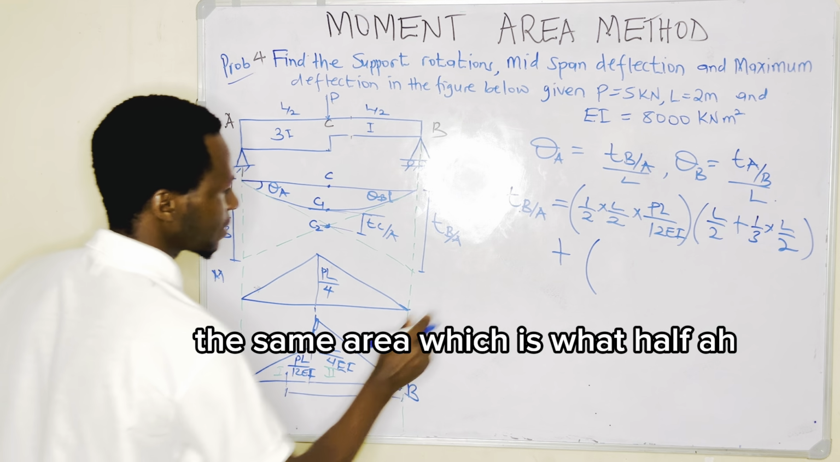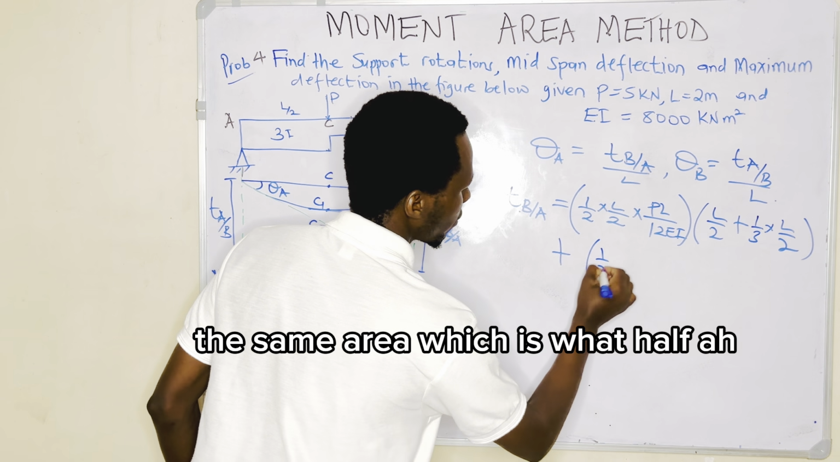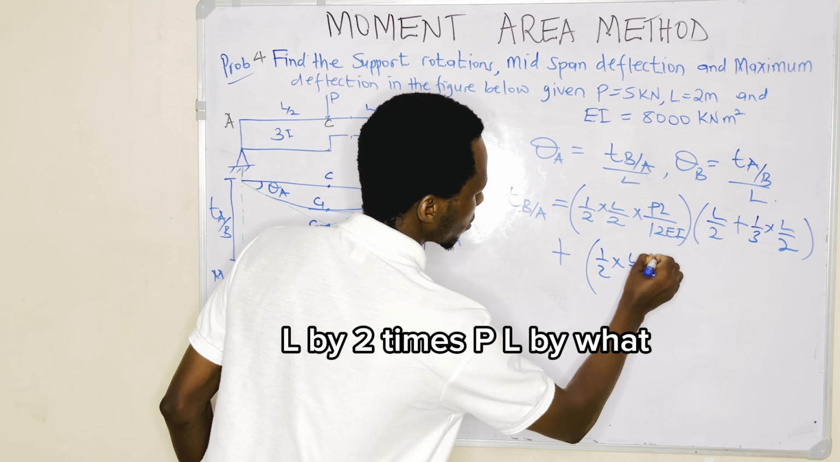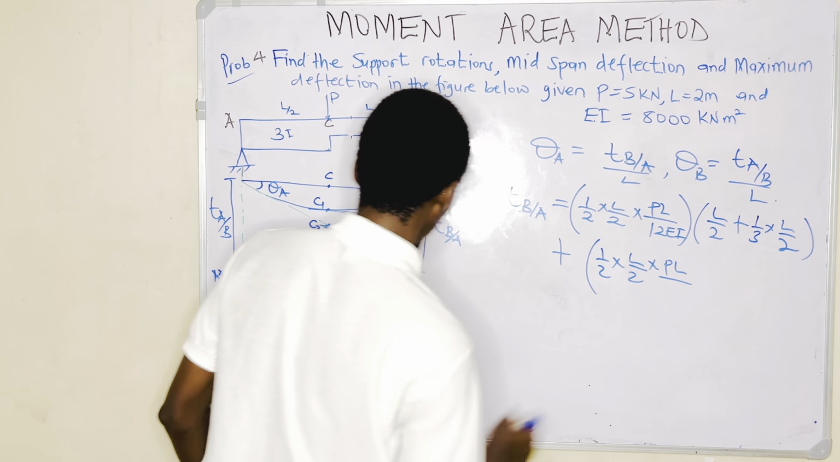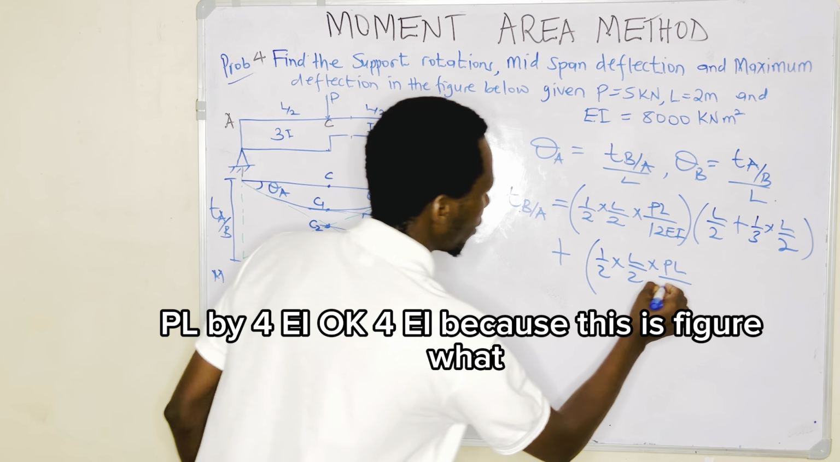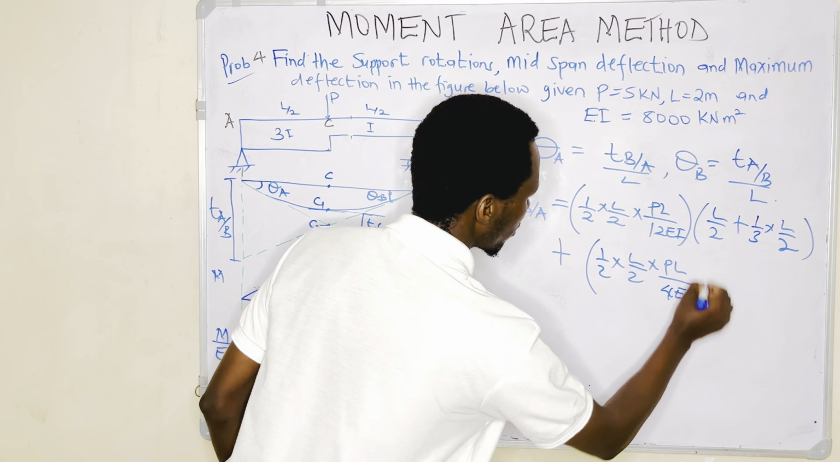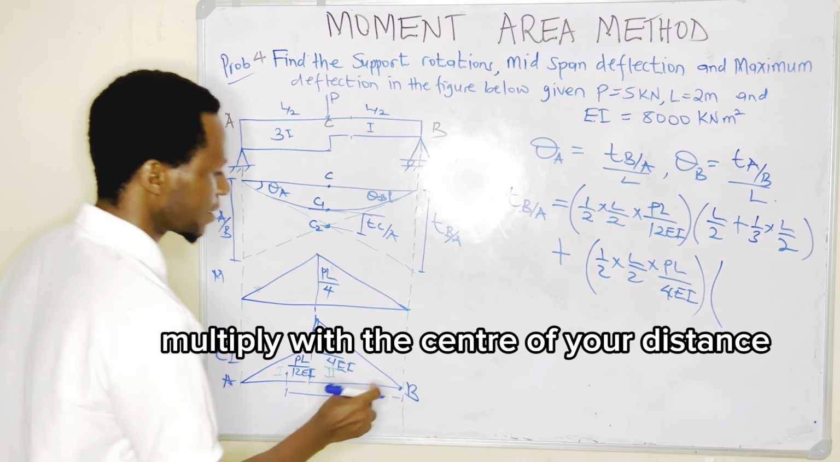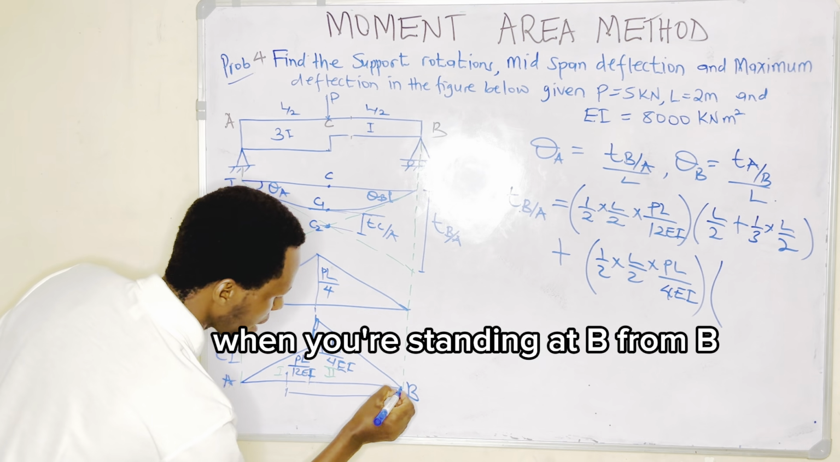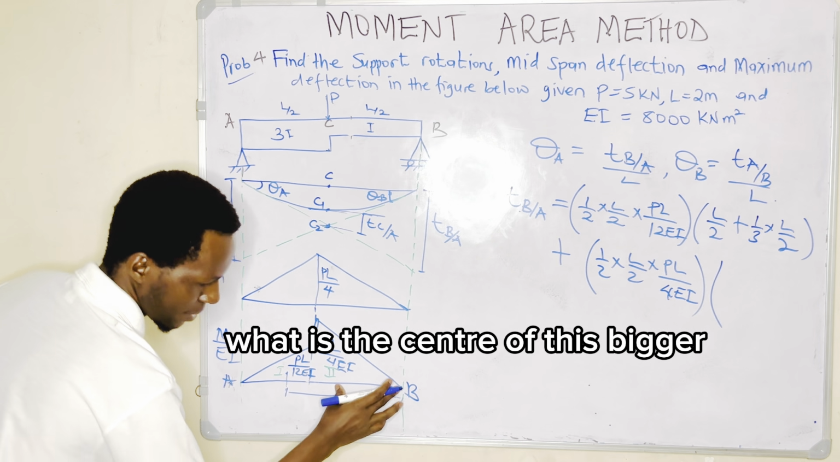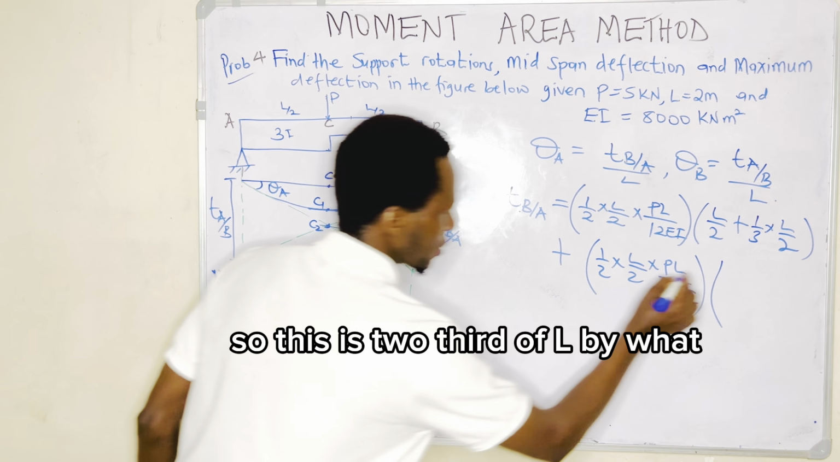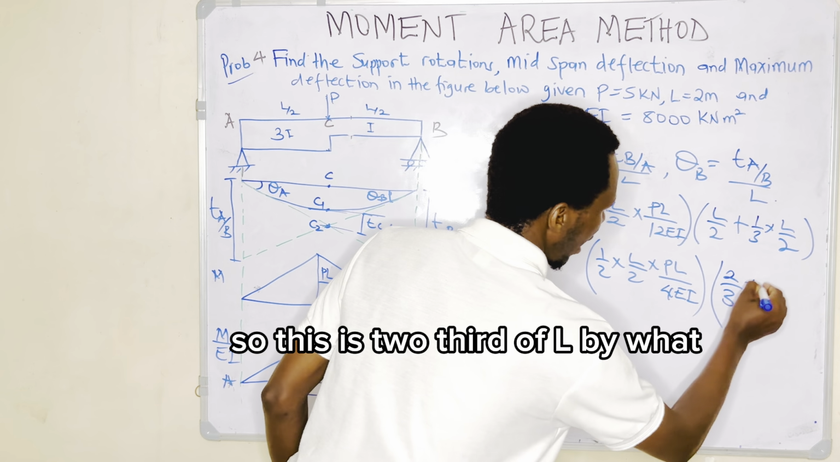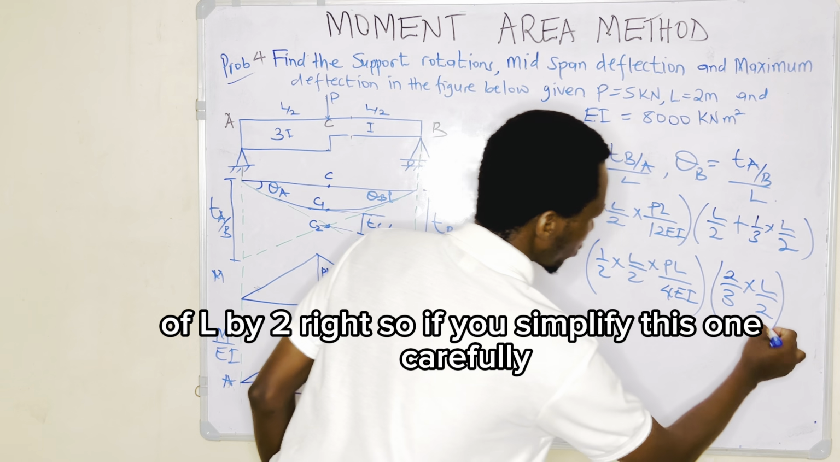So figure 2, the same area, which is what? Half L by 2 times PL by 4 EI, okay? Because this is figure 2. So multiply with the centroidal distance when you're standing at B. From B, what is the centroid of this? Bigger one, so 2/3. So this is 2/3 of L by 2, right?